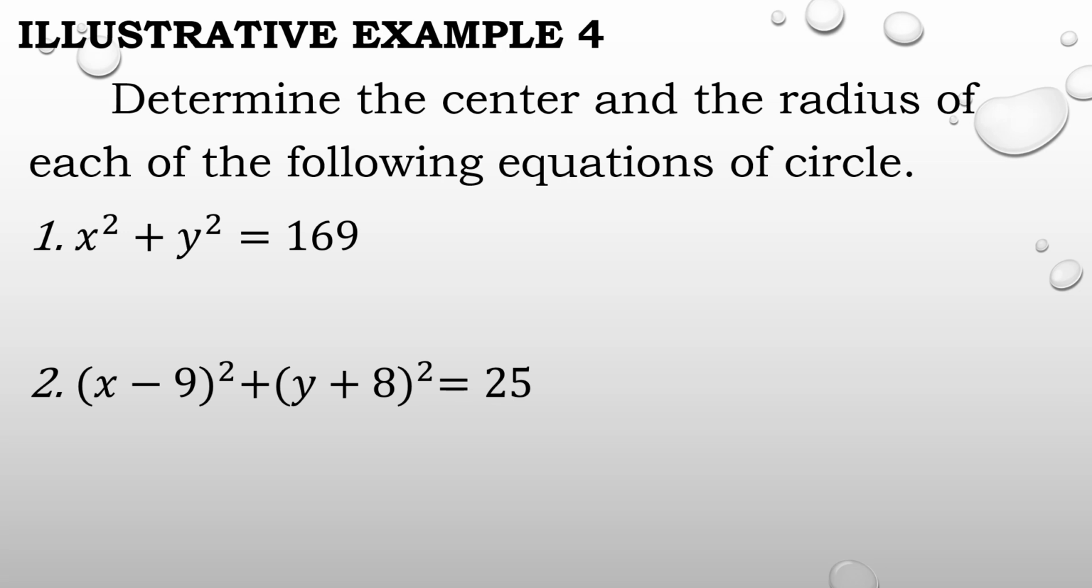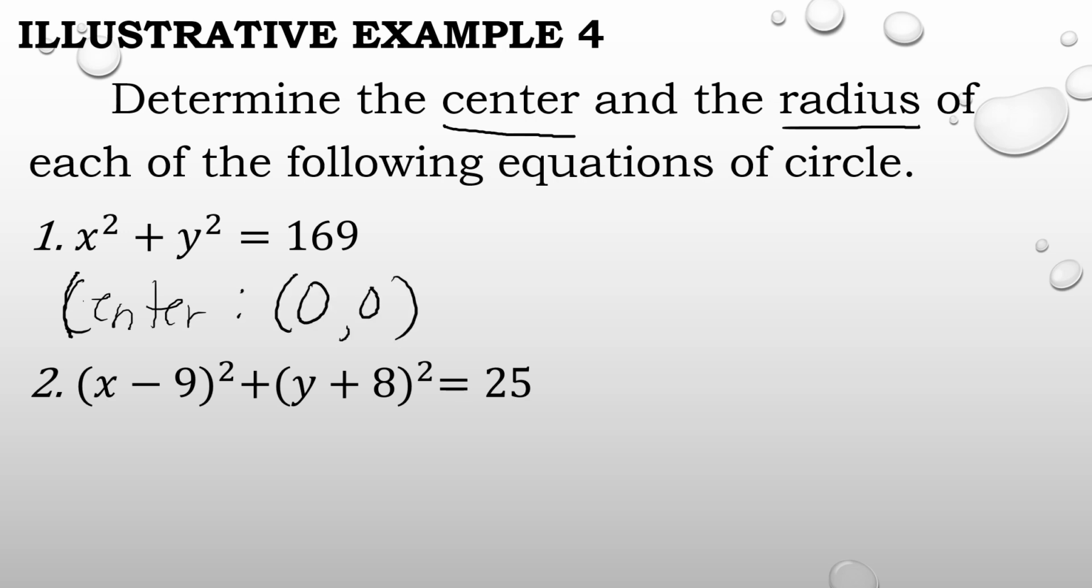For the next examples, let's do the reverse process. Given the equation of the circle, let's identify the center and the radius. First, x² + y² = 169. Since this is x squared plus y squared, therefore, class, the center is at the point of origin 0, 0, and the radius is the square root of 169. Whatever the value here, you just have to get the square root. So the square root of 169 is 13. Therefore, the center is 0, 0, and the radius is 13 units.